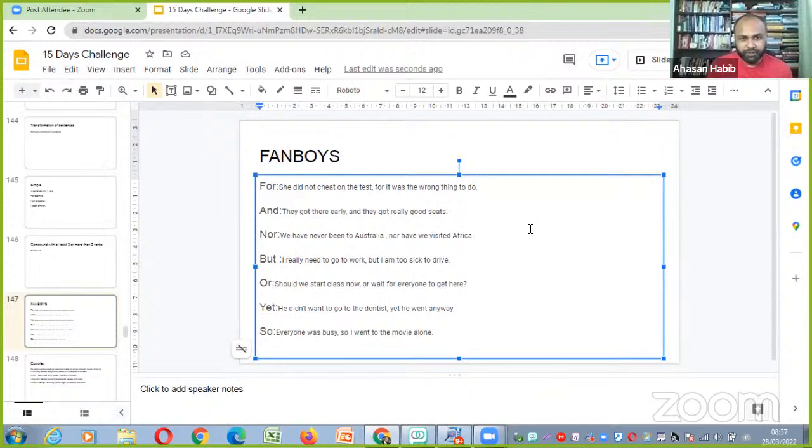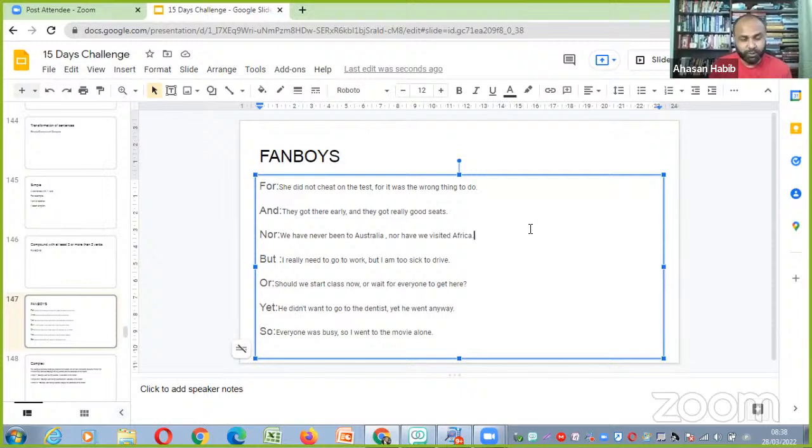So or: should we start class now or wait for everyone to get here? Should we start the class now or wait for everyone to get here? Using yet, we can make compound sentences as well. So, he didn't want to go to the dentist, yet he went anyway.